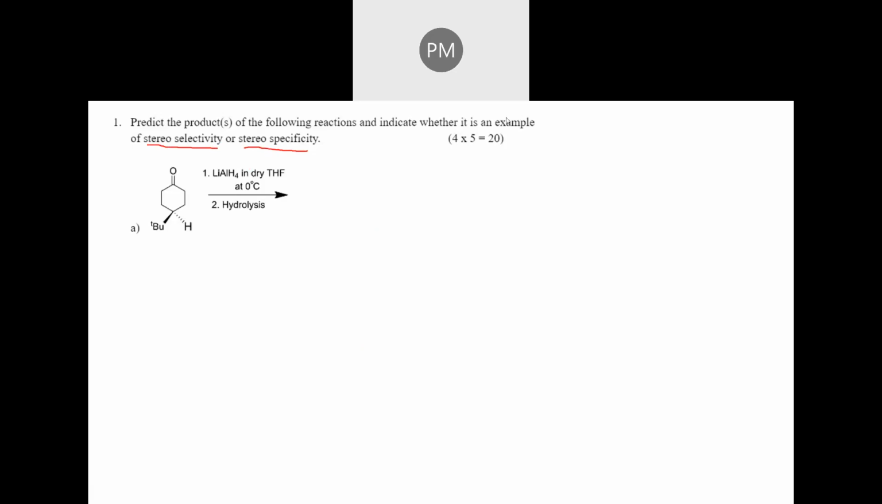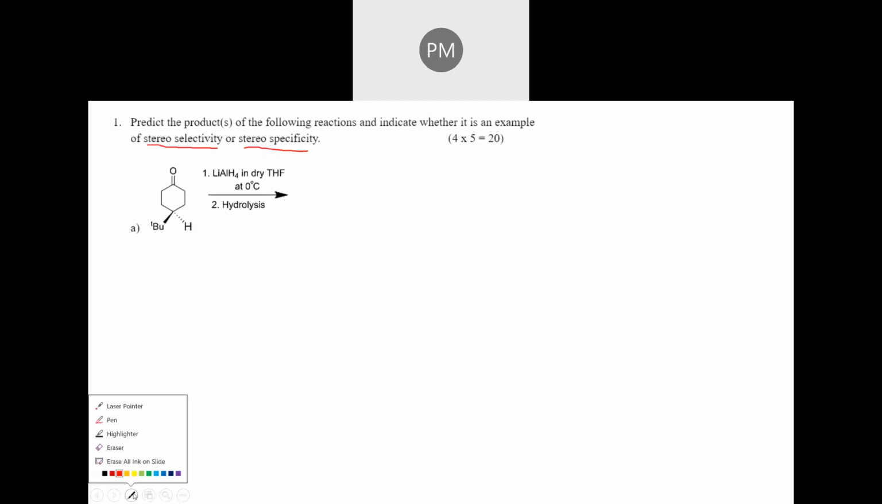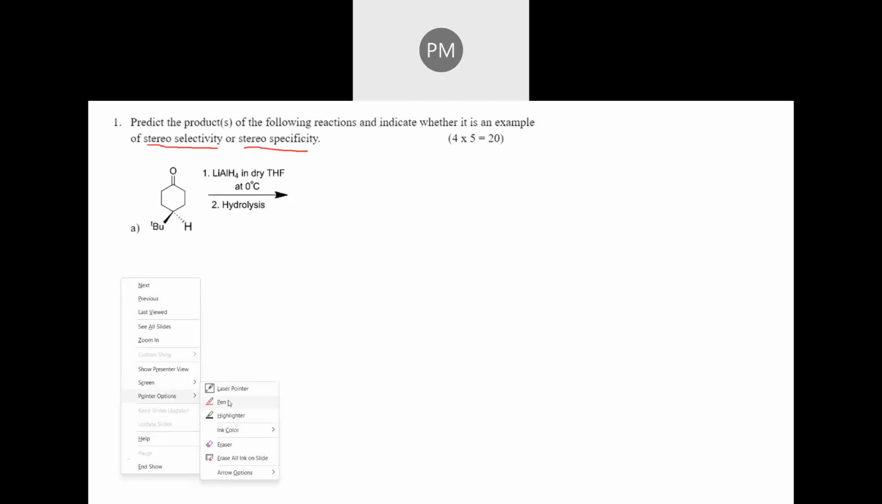So that was a little introduction about stereospecific and stereoselective reactions. Now we start the real problem. First we have to solve this problem. In this problem, we have to find the product of the reaction and tell whether it is a stereoselective or stereospecific reaction.